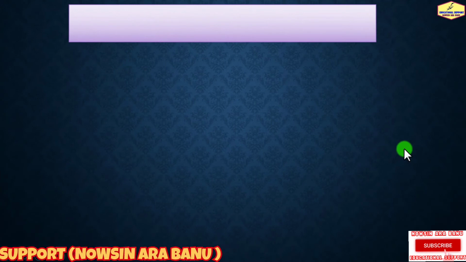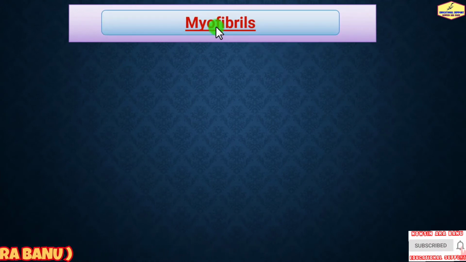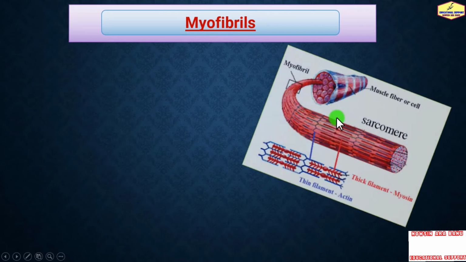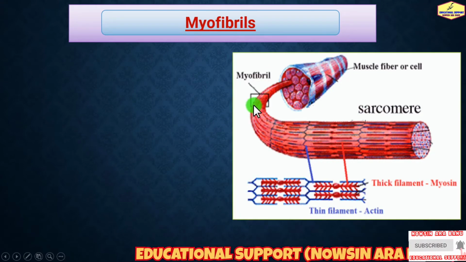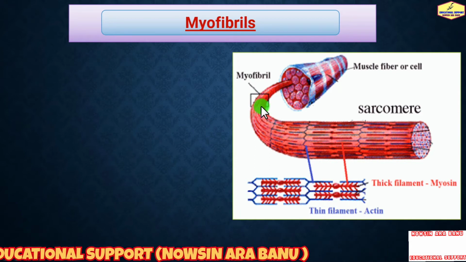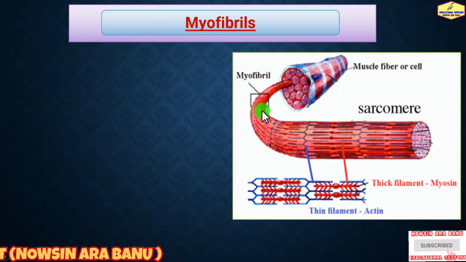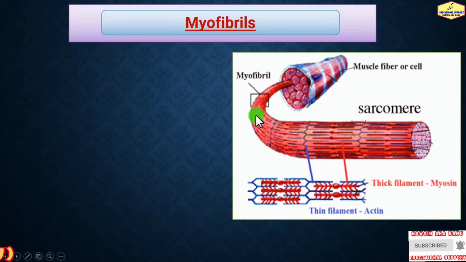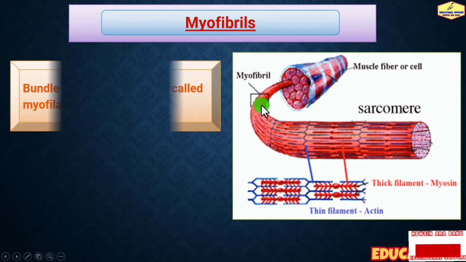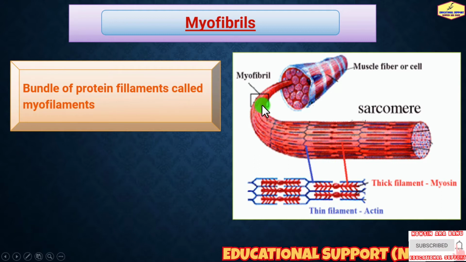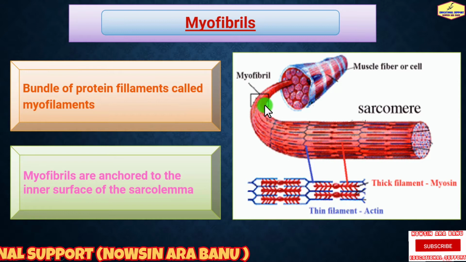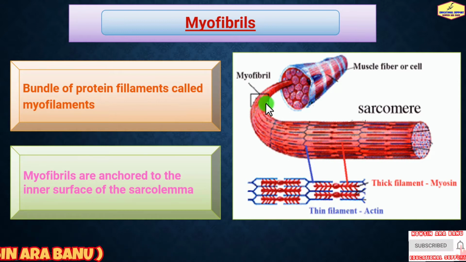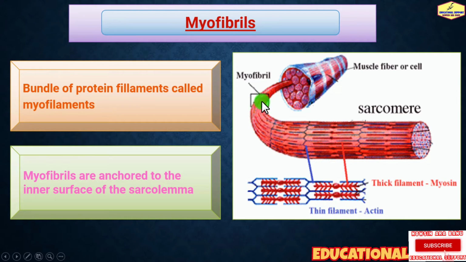So next we are going to focus on myofibrils. Myofibrils are cylindrical structures within muscle fiber. The muscle fiber consists of myofibrils. At the end of the fiber, myofibrils are anchored to the inner surface of sarcolemma. When myofibrils shorten, then muscle also shortens. That means muscle also contracts.